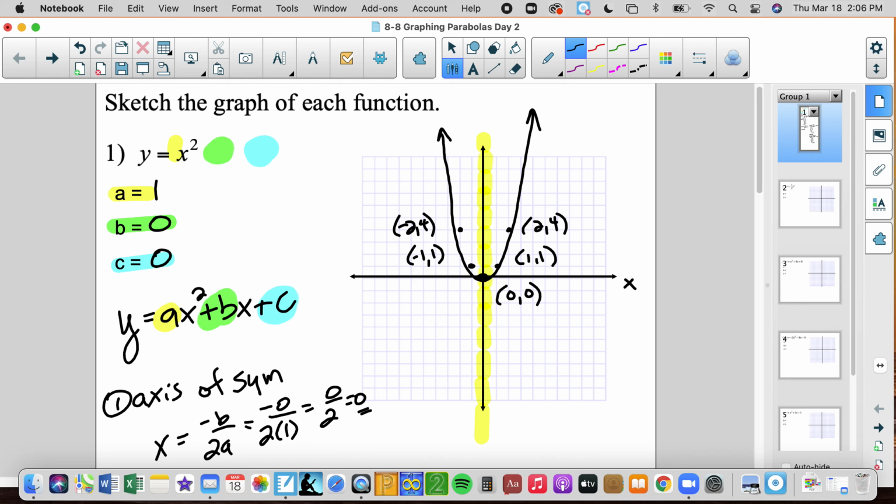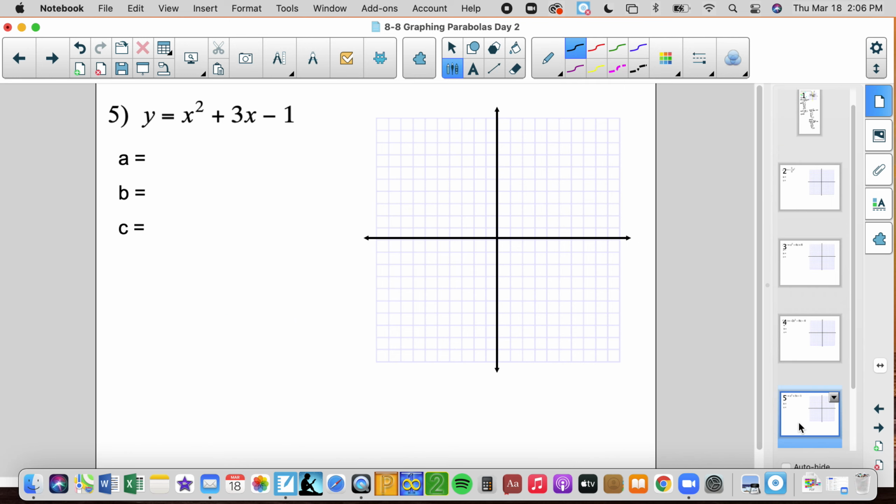So I also want you to go over problem number 5, because number 5 got very interesting. So let's again first start with what is our A, B, and C. Our A is 1, our B is 3, our C is -1. So first step is find the axis of symmetry.